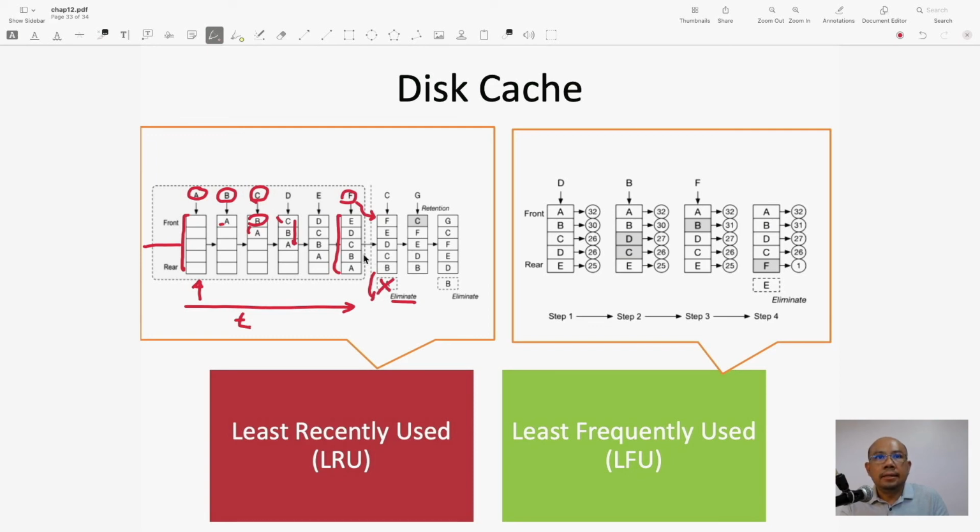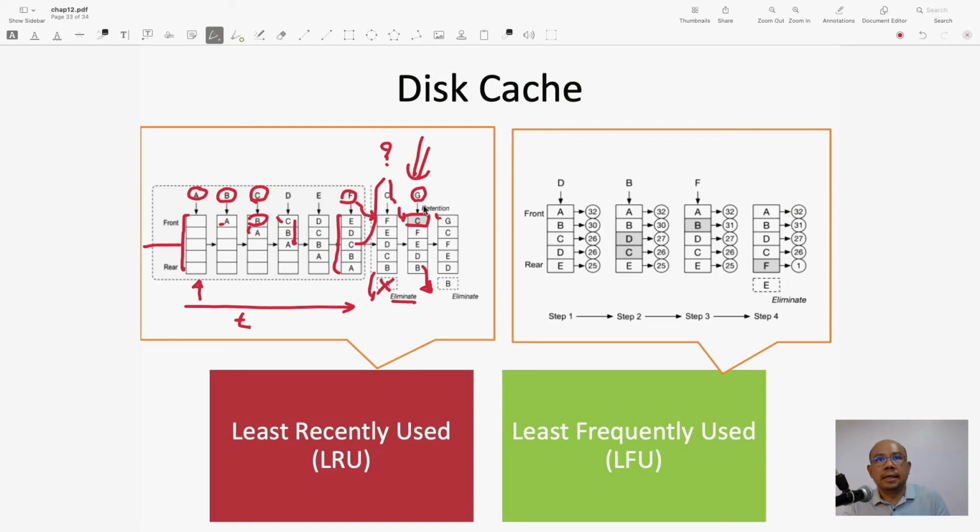And then C is used again. C is used in some work, and then C is written back. C will be written at the last of the list in the memory. Here is the main point. And then G comes, G is written to the memory, and B will be eliminated from the memory.